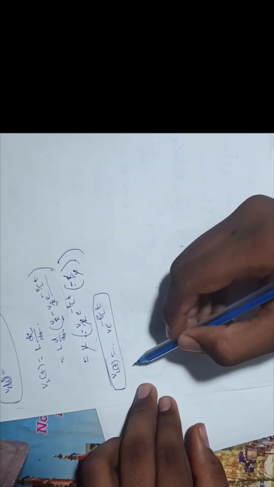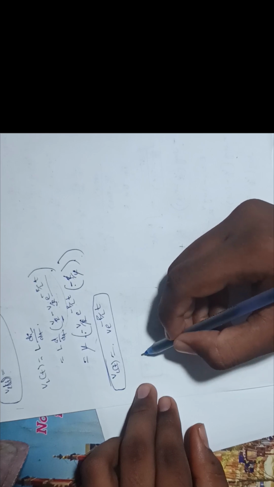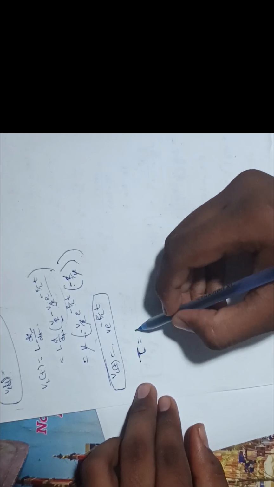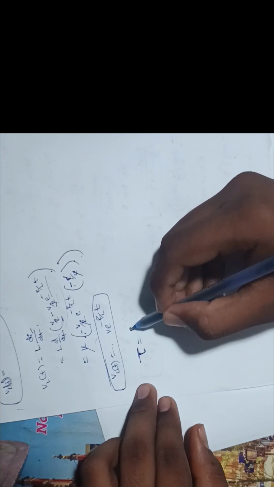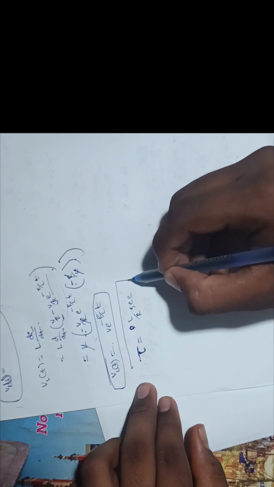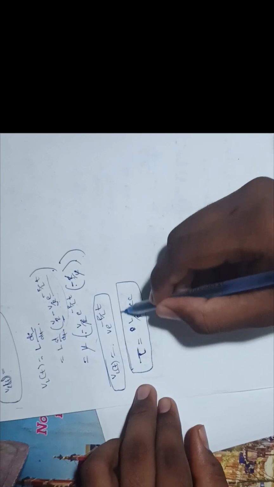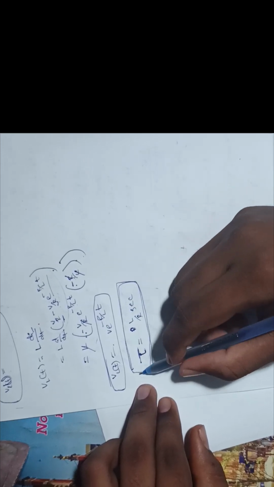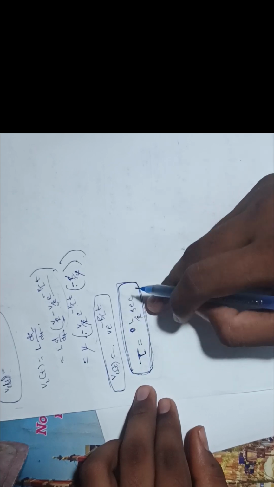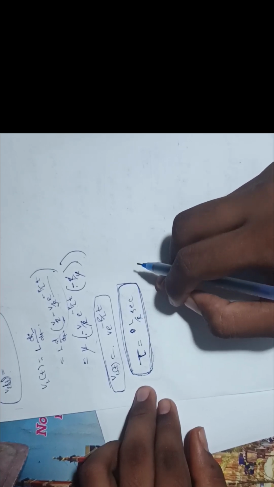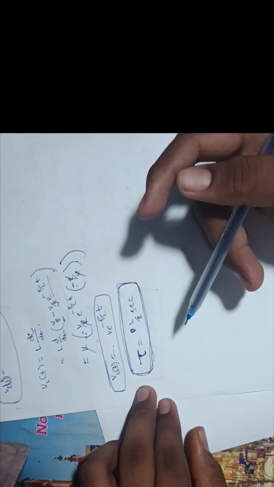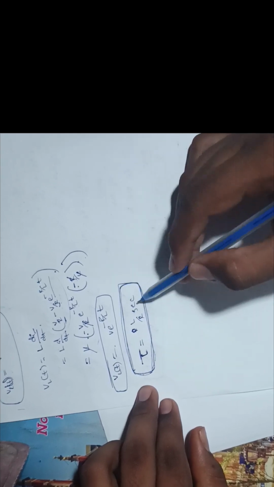The time constant for the RL series circuit is L by R seconds. Remember this one. This is asked as a 1 mark question in the R22 regulation, the R18 regulation, and also in ECA-2. The question is: what is the time constant for the RL series circuit? We write L by R seconds.